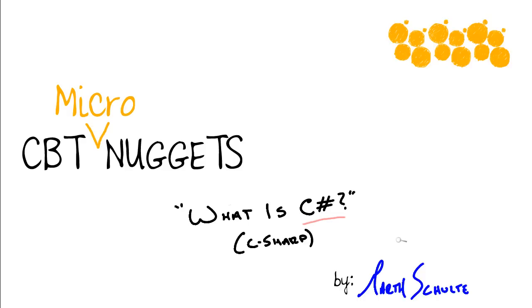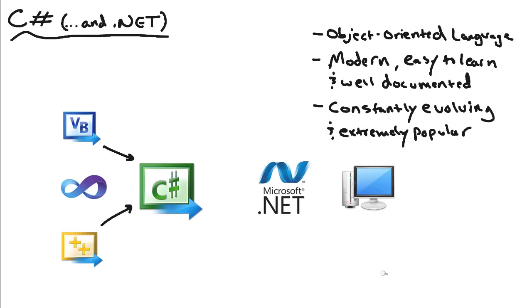In this MicroNugget, I just want to talk about what C-sharp is. Not only that, but why it's become so popular, one of the most popular programming languages in the world today, and where it came from, what's so great about it, and what are some of the things that we can do with it.